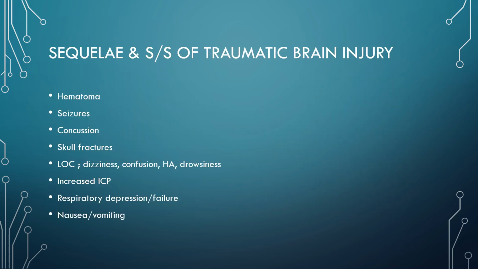Some of the potential outcomes of TBI and signs and symptoms are below. Hematoma is when you have a blood collection. Hema means blood. Toma is like a tumor. That's the Greek word for it. So basically a collection of blood under the skull. And blood can push on other areas of the brain and cause pressure. Seizures happen because of electrical firing out of control.